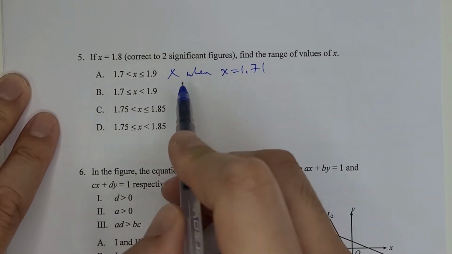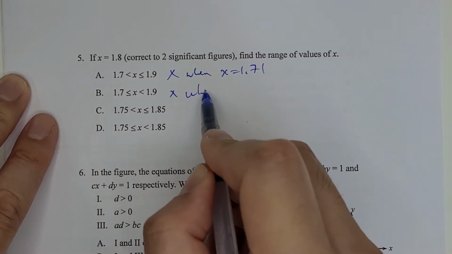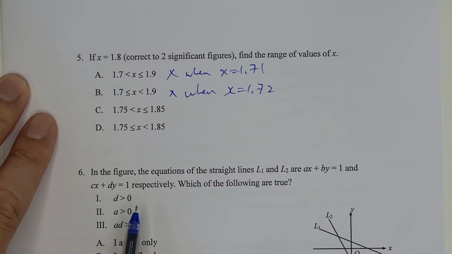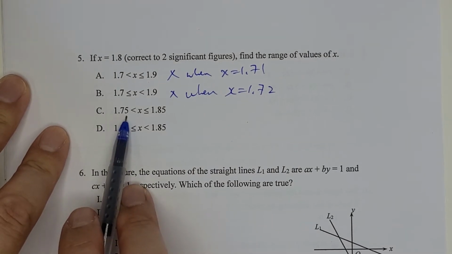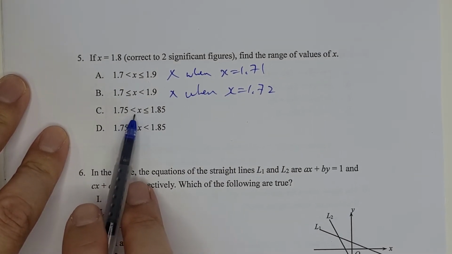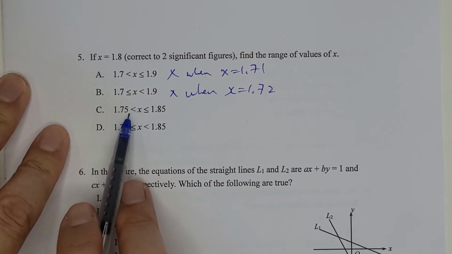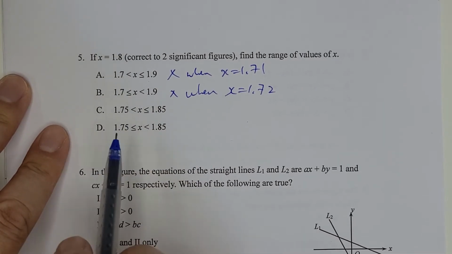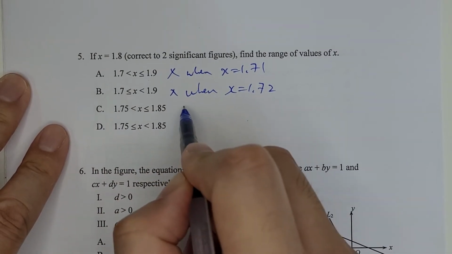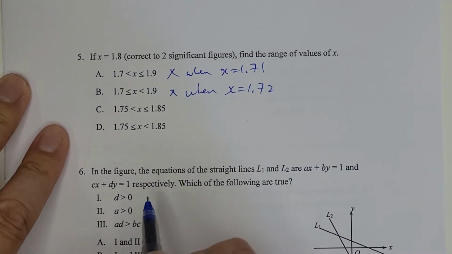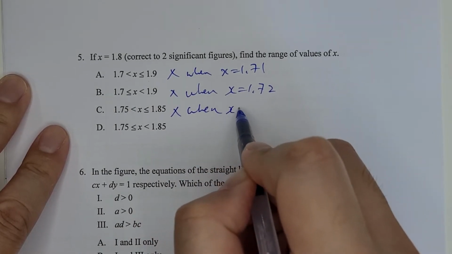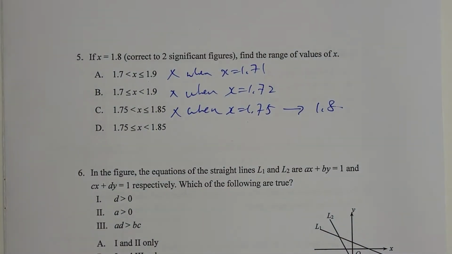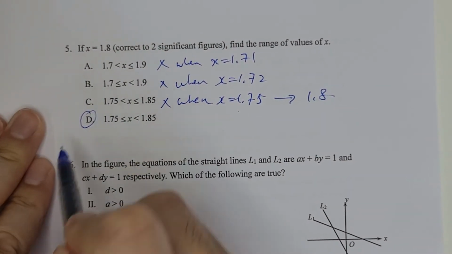Similar reason also applies in B. It cannot be this range. When x equals 1.72 or something like this, it cannot be rounded off to 1.8. Okay, so go to C. It's impossible because when x is greater than 1.75, it can round to 1.8. But the problem is, can x equal 1.75? Actually, yes. When x equals 1.75, it can be rounded to 1.8. And therefore the answer is D.